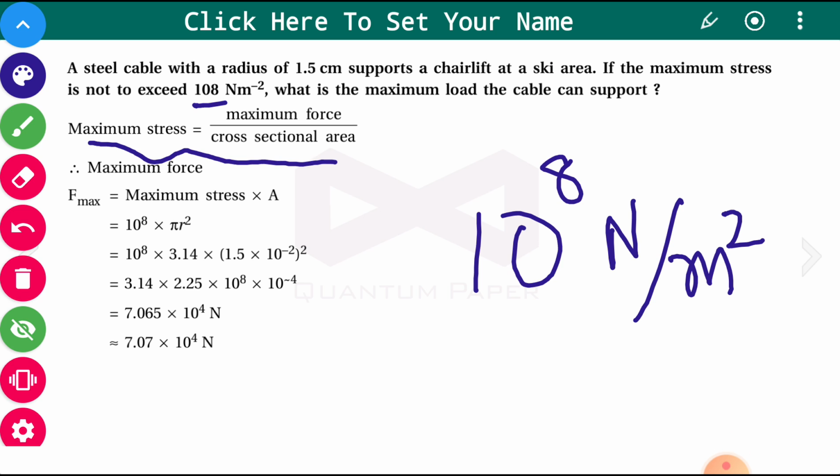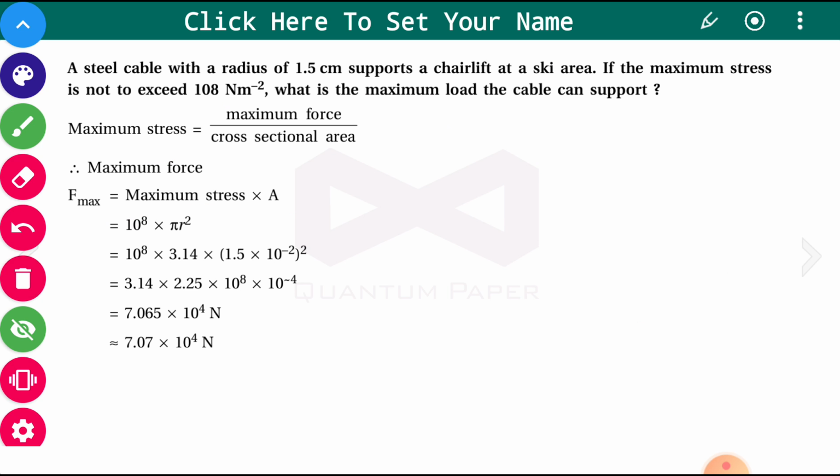Maximum stress is equal to maximum force upon cross sectional area. Stress is force upon area, so maximum stress is maximum force upon cross sectional area. Therefore, F maximum is maximum stress into area. We just have to take a cross multiplication: maximum stress multiplied by cross sectional area.